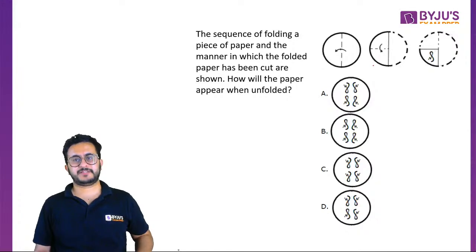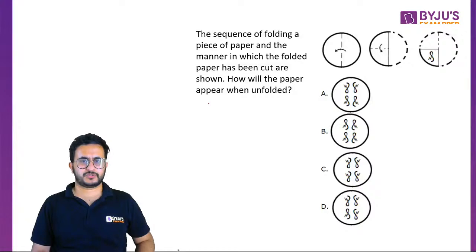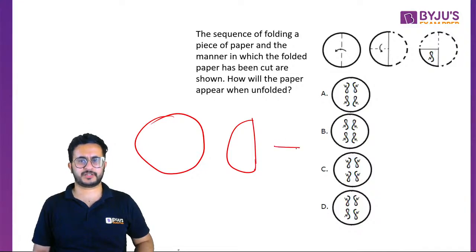So what is happening in this? We are folding it this way and then folding it down, right? So the circle became a semicircle and then it became a quarter circle. Right? So when we open it, what will happen? It will have a mirror image of this, right? Reflection. So if we have this kind of shape, like this S kind of thing, this S will look like this, and then there will be some shape like this with some design like this.